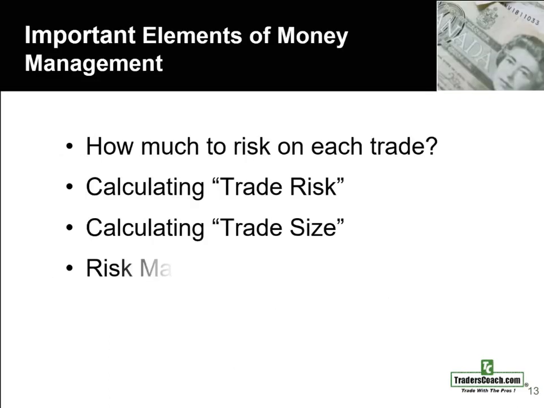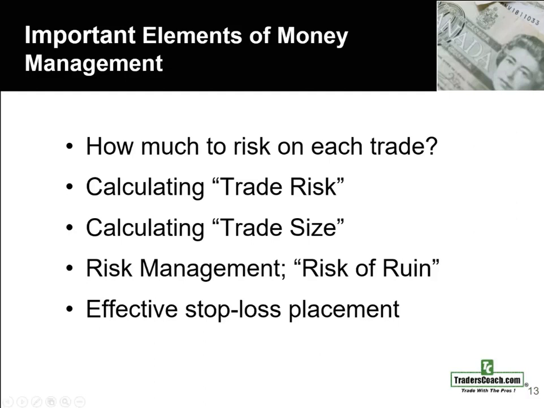All right, so we've talked about why. Let's talk about some of the elements that are an important part of risk control, like how much risk, okay, to make on each trade. We're going to talk about that. Calculating the actual trade risk, calculating the trade size, we're going to go over that. And we're going to talk about risk of ruin. And, you know, you also have to have some form of effective stop placement on your charts. So when you trade, you have to have initial stops and trailing stops. So we're going to talk about that as well, okay?